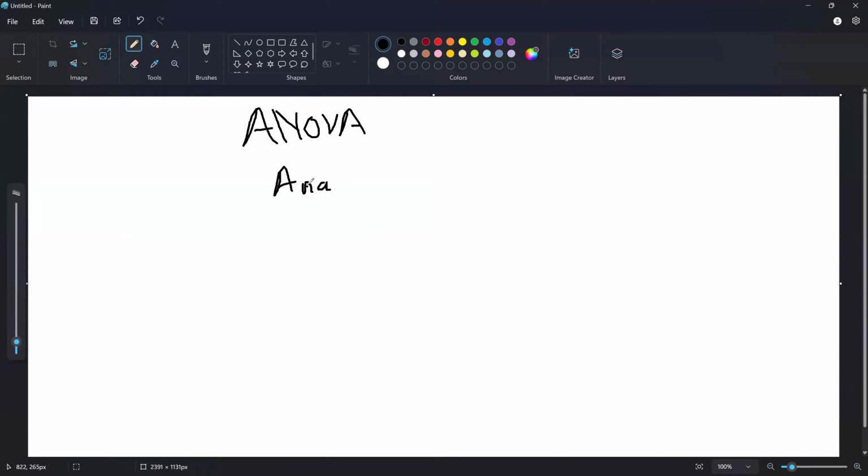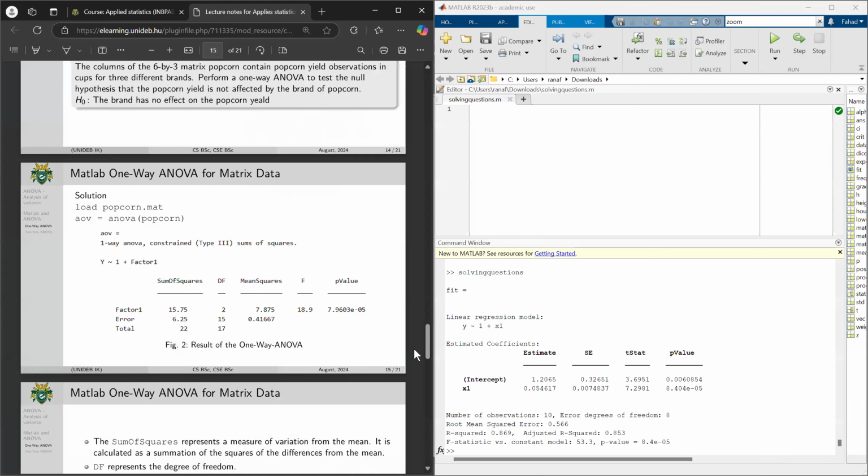I'm too lazy to write it. It's just Analysis of Variance. Just trust me on that. And what this does is, let me go through my notes just to be sure.